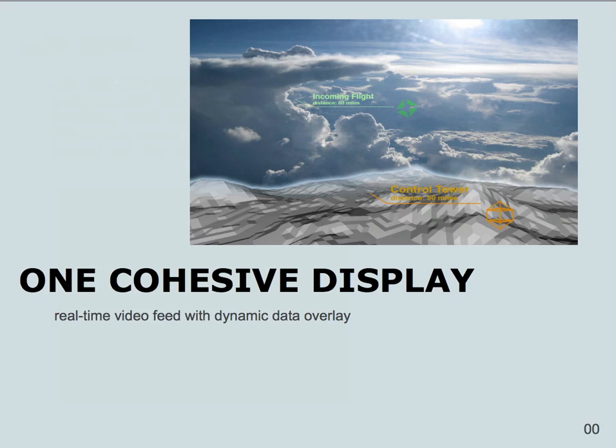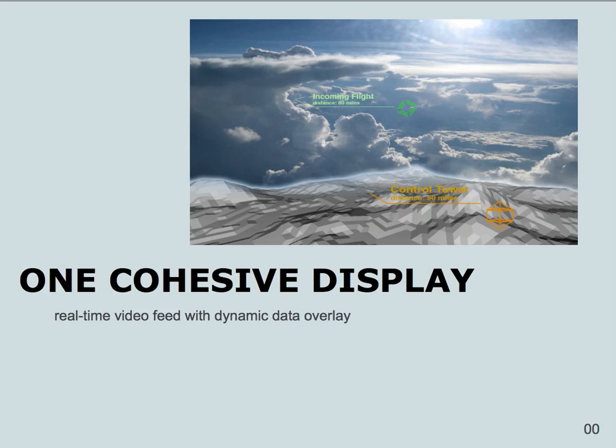The main concept of our design is that it is one cohesive display, which means that the entire front screen of the cockpit above the control panel is actually just one big display screen. In our design, we've eliminated the need for a window because of many of the features that we have in our display. The first of which is a real-time video feed with dynamic data overlay.